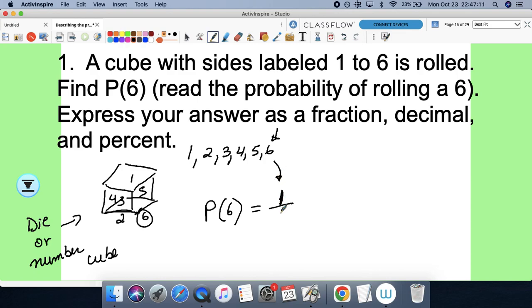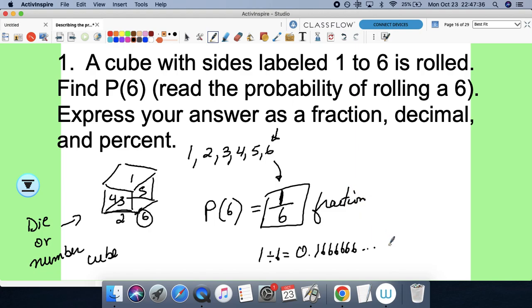So that is 1 over 6. If you take the calculator and divide 1 divided by 6, you're going to get 0.1666666 forever and ever. So this is your answer as a fraction. You can leave your answer as a decimal, which is not too popular. Or you can change this decimal to a percent. We multiply that by 100, and you get 16.666%.